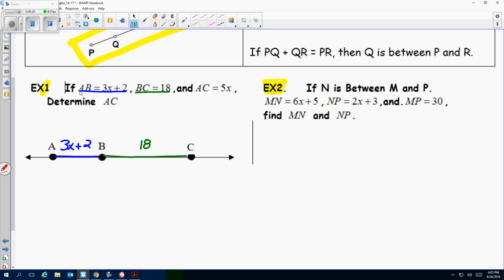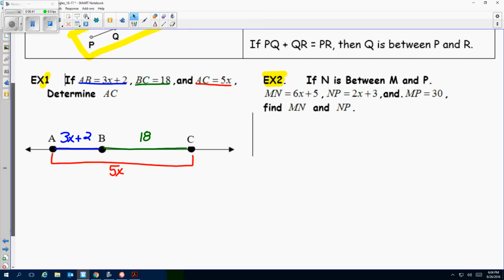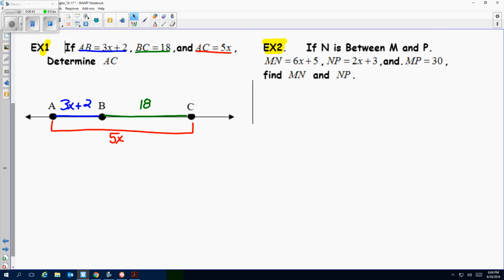And then A to C. I can draw a little bracket underneath showing I'm going from A to C, or I can do it above. A to C, I'm going to label as 5x. So the segment addition postulate states that because B is between A and C, AB, that segment, plus the next segment, BC, equals the whole segment AC. So that is your segment addition postulate.